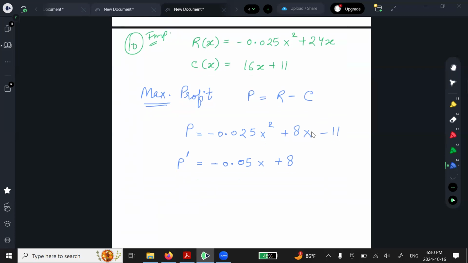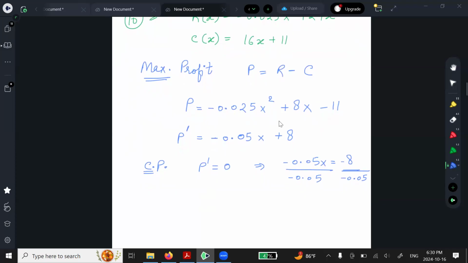Now, find me critical points. Phi prime equals 0. You get what? 0.05x equals -8. Question, anybody? Just follow, do the math. Do the math on your own and see if you are following the same steps. You don't have to do exactly what I'm doing.